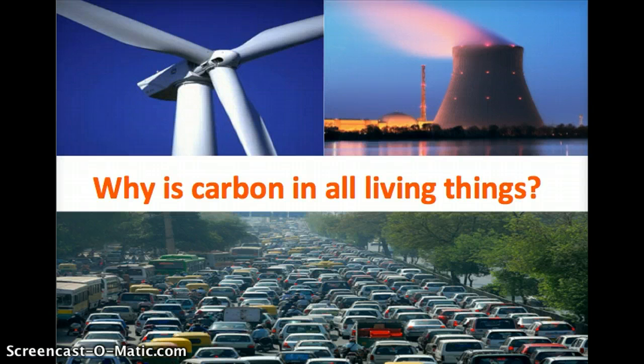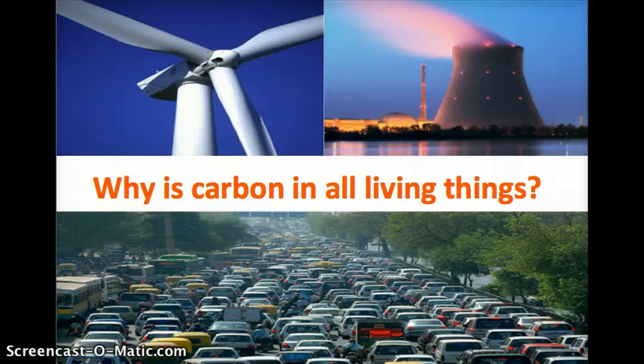One of the overarching questions for this unit is why is carbon in all living things and why is it very important? As you could tell from this picture, you could see wind turbines here. So it has something to do with energy. We have a nuclear power plant here and we have cars here as well. What do all these things have in common? You decide what that is, but I will talk more about that later.